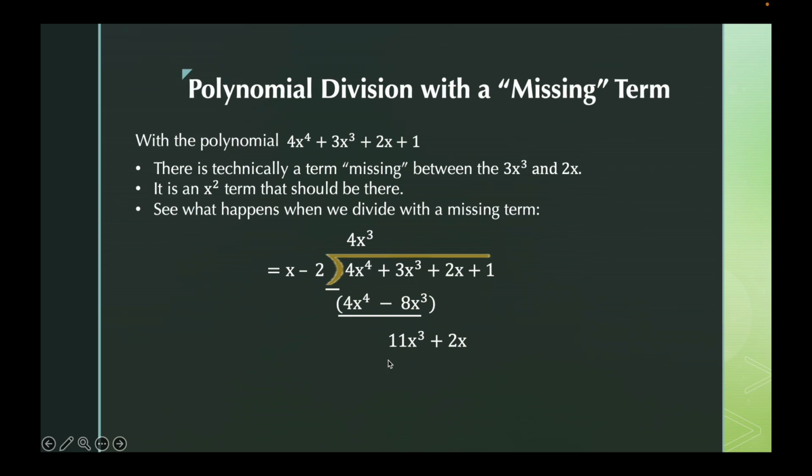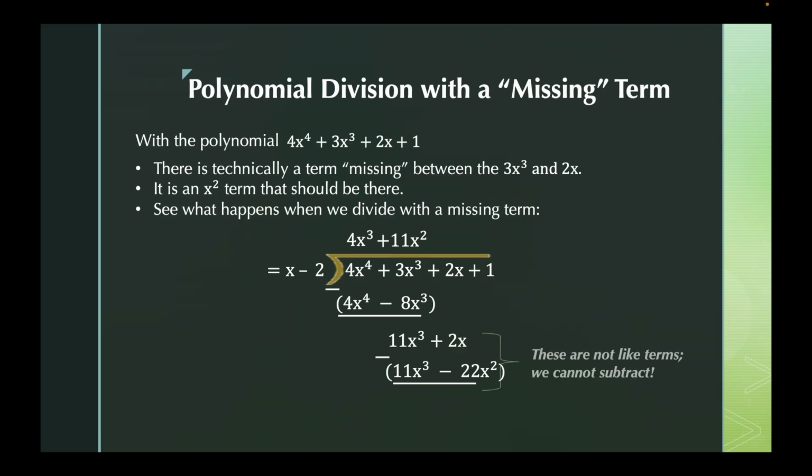Then I have to ask myself, how many times does x go into 11x cubed? It goes into 11x cubed, 11x squared times. So then I would multiply and I get 11x cubed minus 22x squared. I add my brackets and I start subtracting, and that's when you notice that there is a little bit of a problem. For the first time, we cannot subtract these two because they are not like terms. So we are stuck now in our long division problem because we are missing that x squared term.